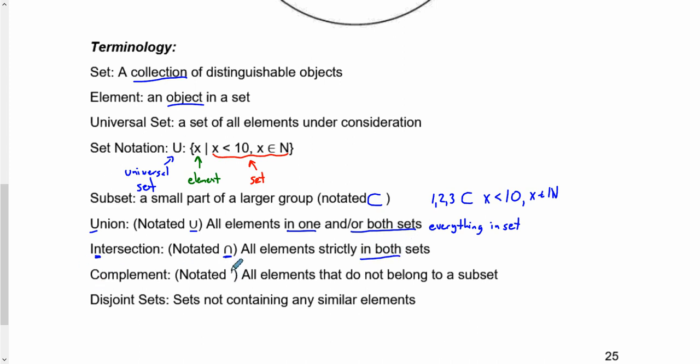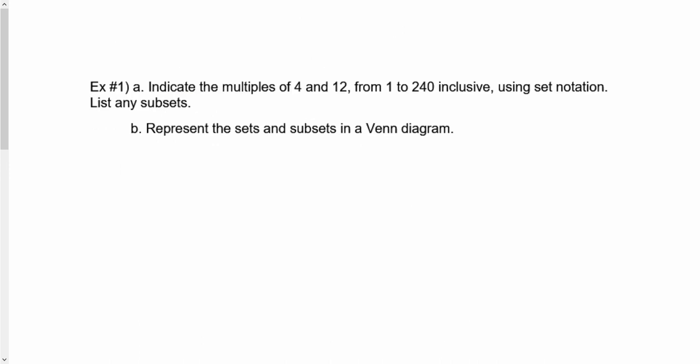A complement is notated with an apostrophe. It's all elements, all objects, that do not belong in some kind of subset. And then disjoint sets are sets that don't have anything in common. They don't contain any similar elements. So we're going to tie in all of these things with this first four terminology in some of our examples.